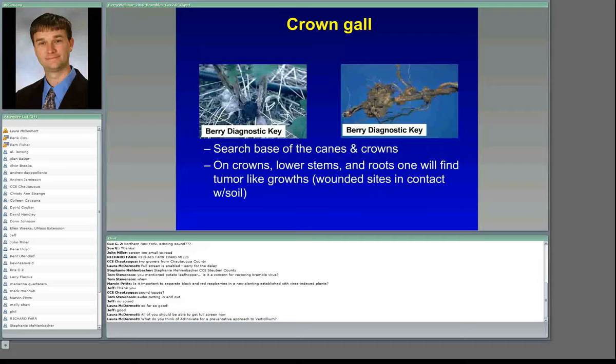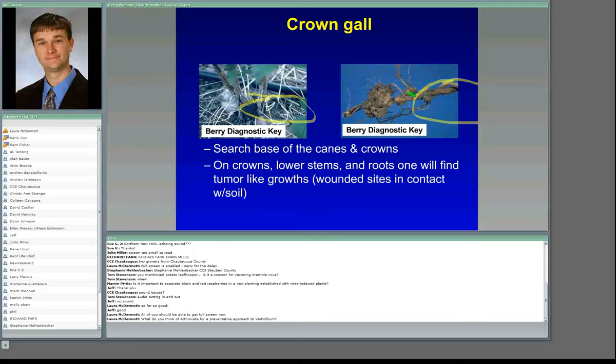Let's see if I can highlight that one. It's kind of a dark color. They eventually will get old, and the bacteria will be released as they decay and enter into the soil again, which causes problems. So in these instances, there are your little tumor-like growths, and of course that's the cause of the problem.